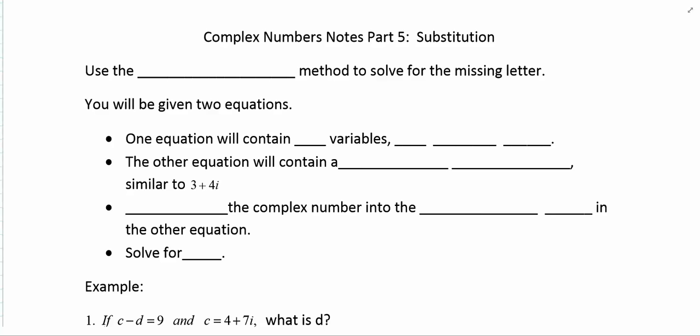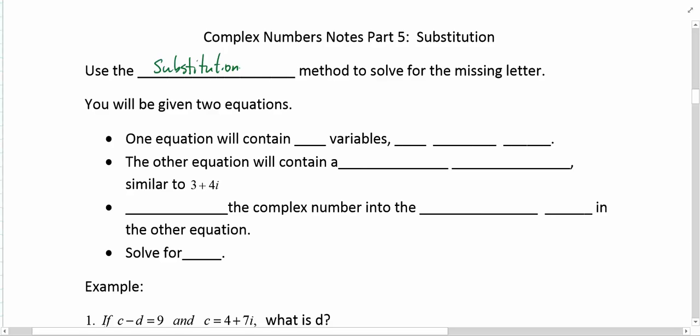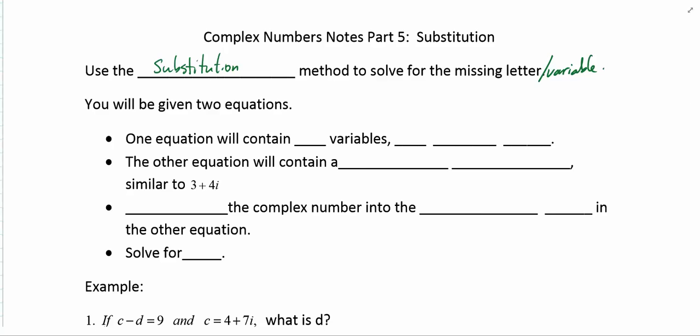In this video, we will use the substitution method. Use the substitution method to solve for a missing letter or variable. This variable result will be a complex number.